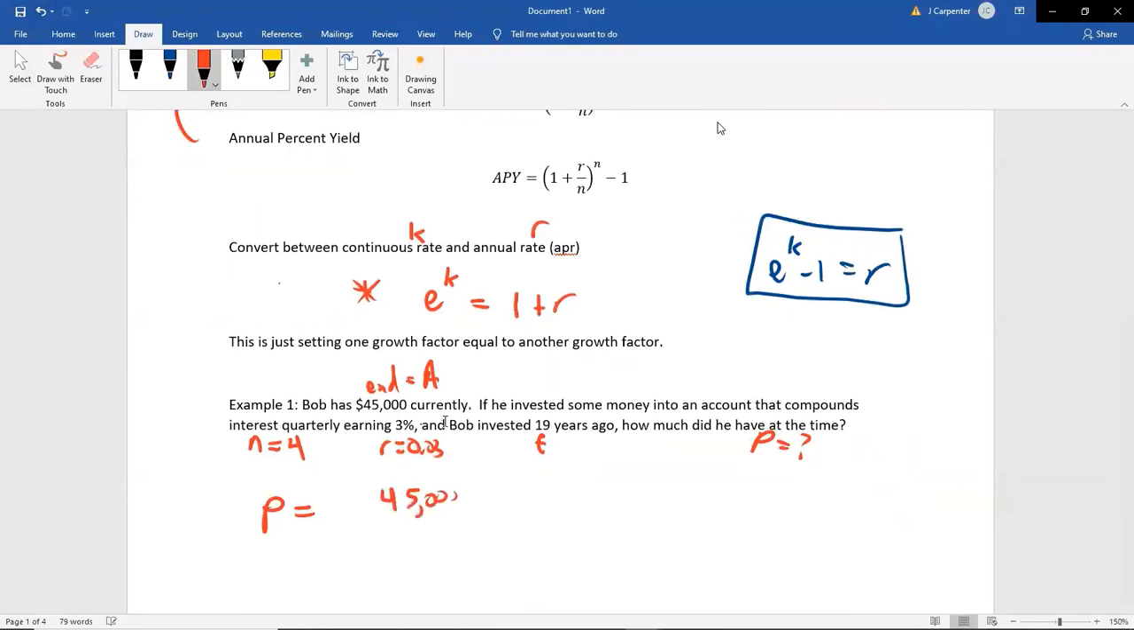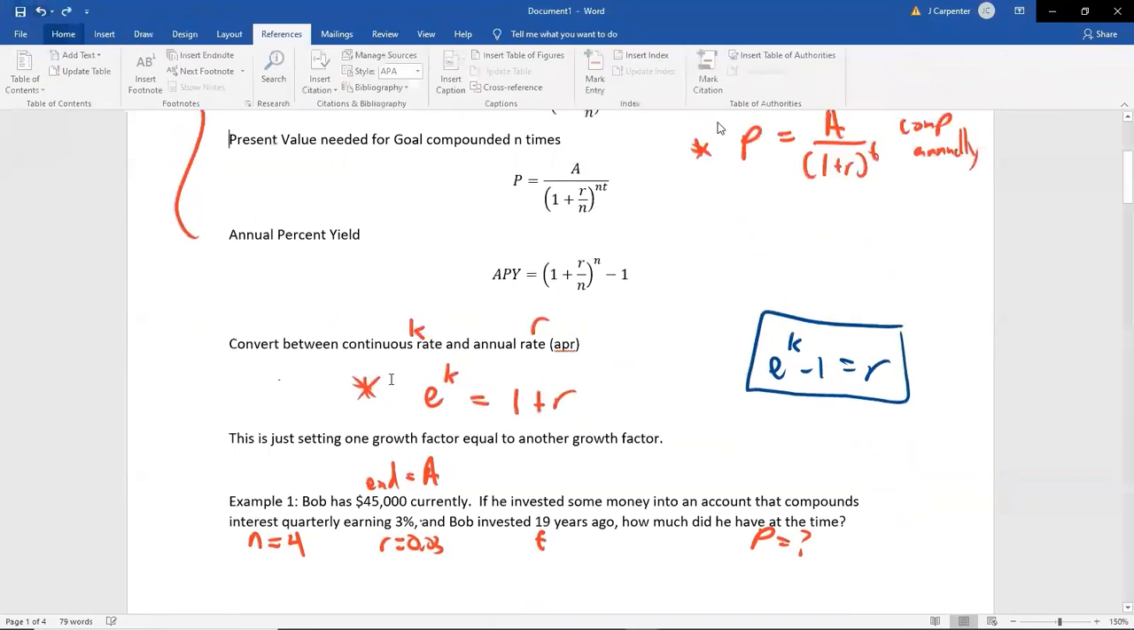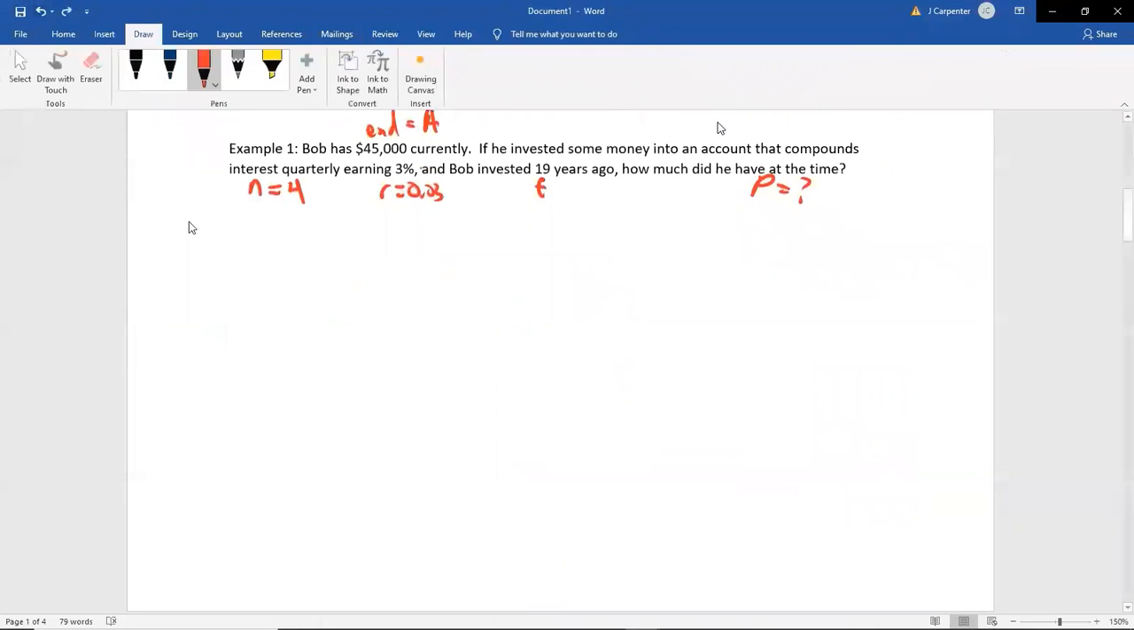I don't know why I'm writing it so far to the right. What's happening? Still doing that. What's happening with my pen? It keeps jumping. Put it over here. Thank you.